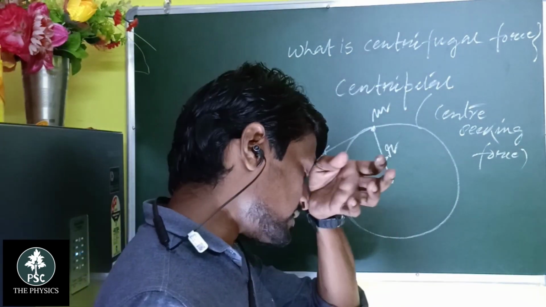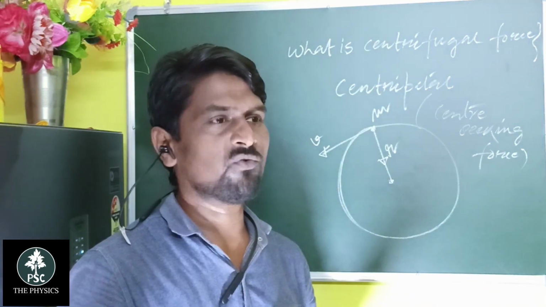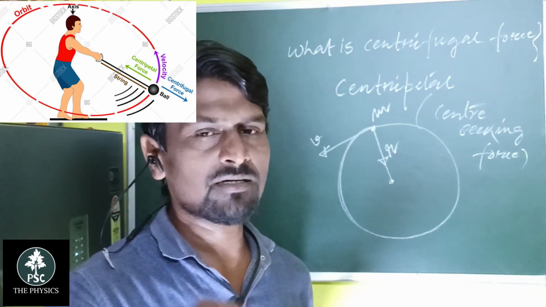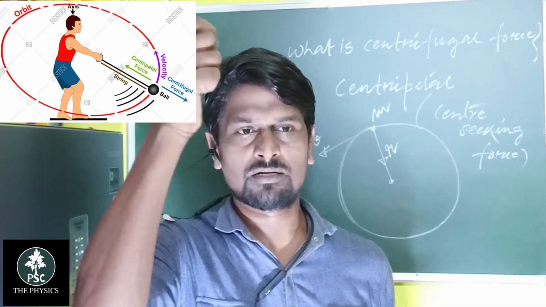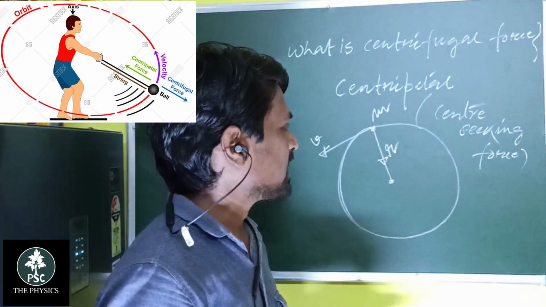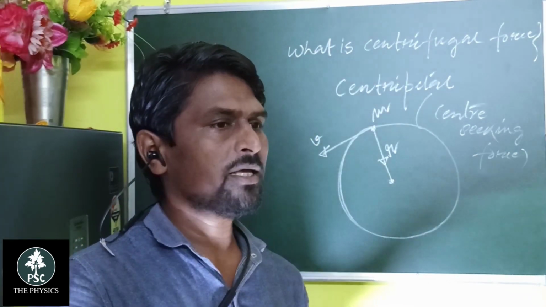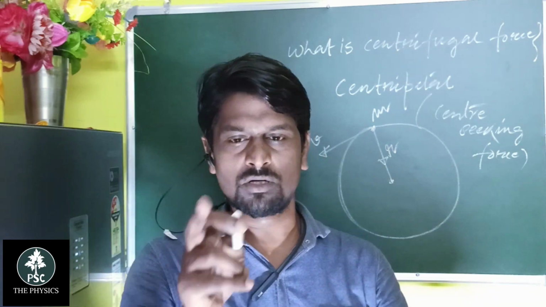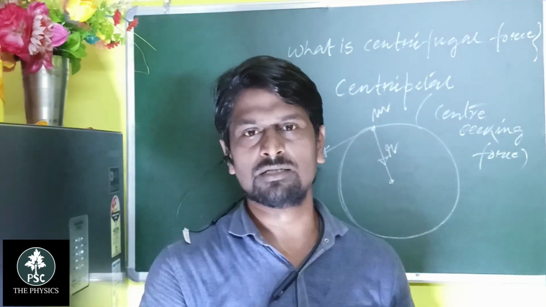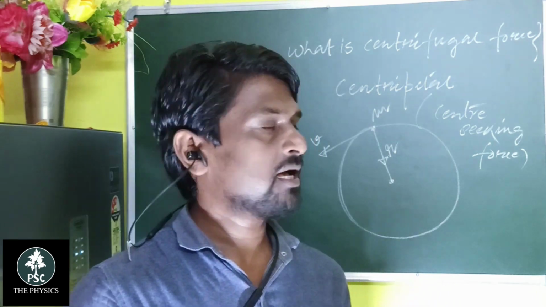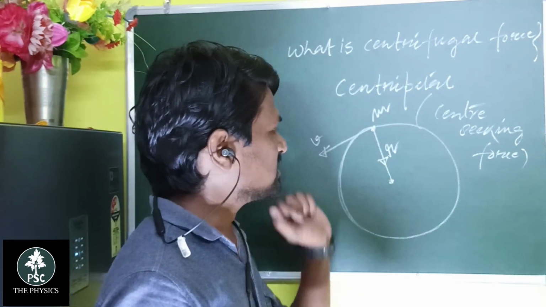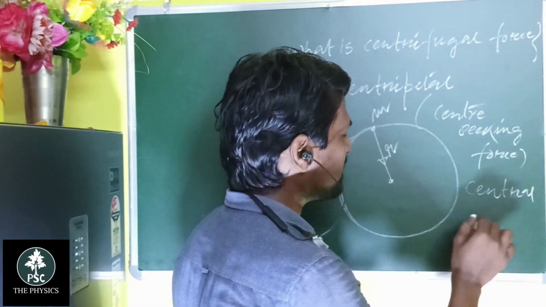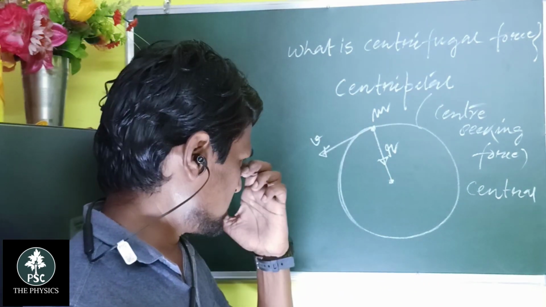You can take several examples like a merry-go-round, when you turn around a rotary, or you can tie a stone with a string and rotate it like that. Or you can go through a molecular concept. When an electron revolves around the nucleus, there is also a centripetal force acting towards the center, so it is a central force. What is central? That acts along the center.